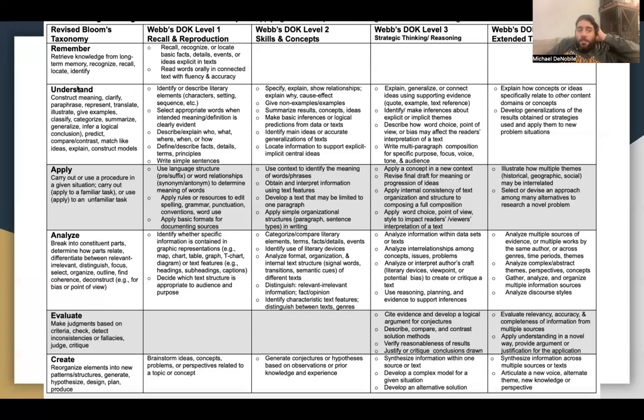And then for a Bloom's 2 for understanding, a DOK level 4 would be explain how concepts or ideas specifically relate to other content domains or concepts. So for example, if you're doing something in English, you want to ask them, how does this apply to history? That's that transfer level. So how are we going to extend our thinking, and how are we going to really transfer this to another discipline? But again, this is simply the understanding level.